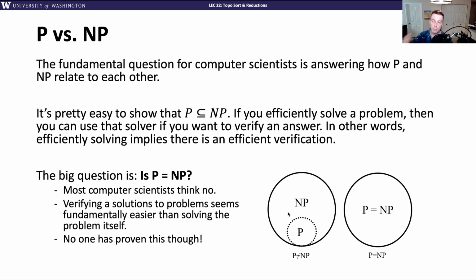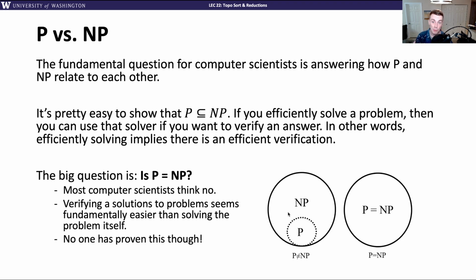So to give you a bit of a spoiler, almost all computer scientists think that they're not equal. We think that P is not equal to NP. We think that verifying a solution to a problem definitely seems fundamentally easier than solving the problem itself from scratch. That there is something special about trying to solve a problem that can make it hard.